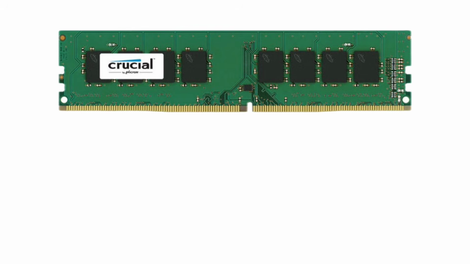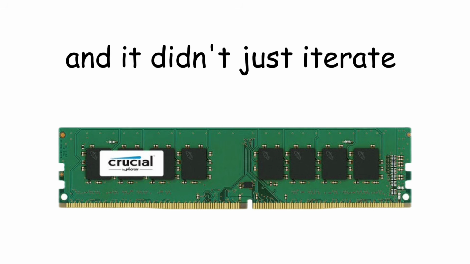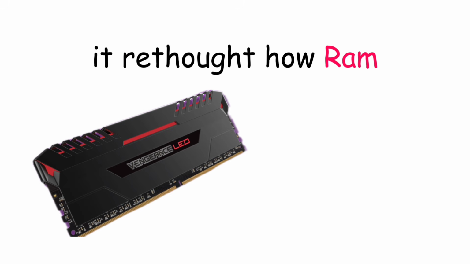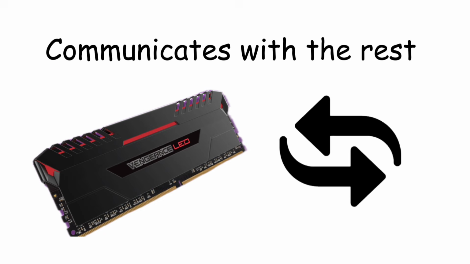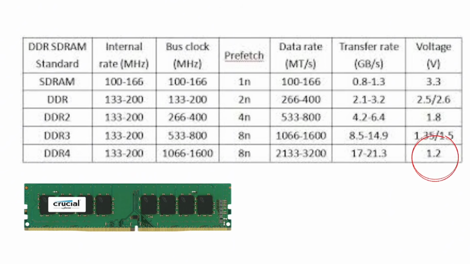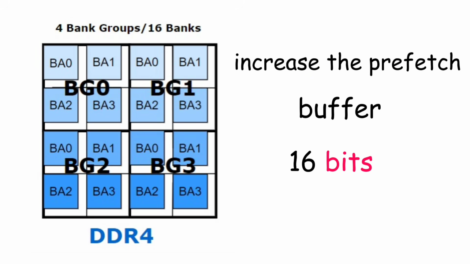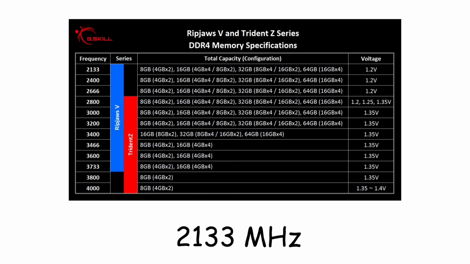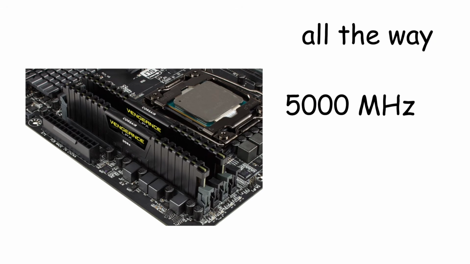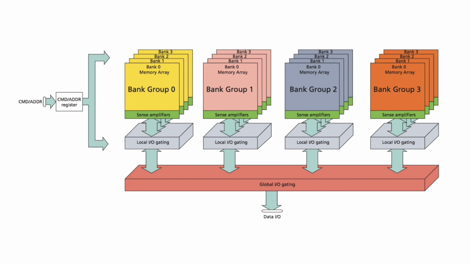DDR4. DDR4 launched in 2014, and it didn't just iterate, it rethought how RAM communicates with the rest of the system. It brought voltage down to 1.2 volts, increased the prefetch buffer to 16 bits, and pushed speeds starting at 2133 MHz all the way up to 5000 MHz, and beyond with overclocking. But the bigger deal was bank grouping.